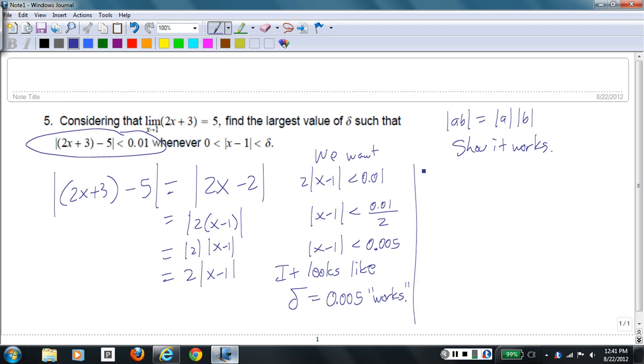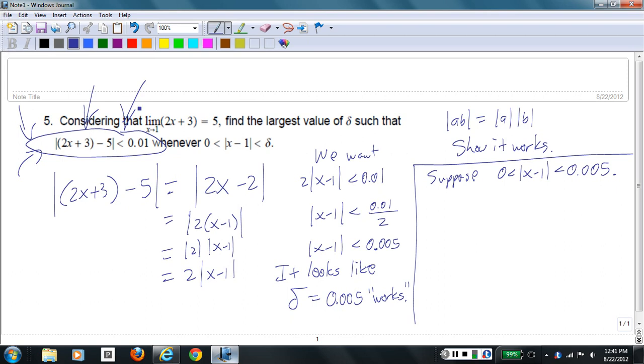So to show it works, it looks a lot like what we just did. It's going to feel like deja vu, but really what we did is just scratch work. Now we actually want to show that it works. Suppose 0 is less than the absolute value of x minus 1, and that's less than 0.005. Let's just make this assumption. We want to show that based on this assumption, as long as x is where it needs to be, 2x plus 3 minus 5 has absolute value less than 0.01.